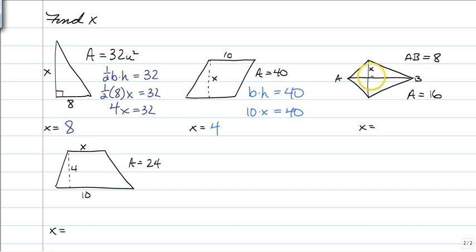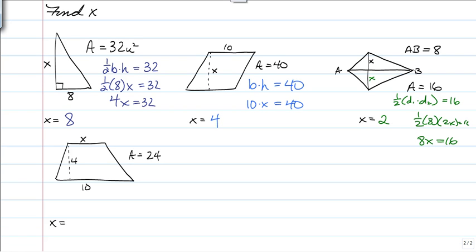Next one, a kite is 1/2 of diagonal 1 times diagonal 2. We know that that's equal to 16. So one of our diagonals is AB, which is 8. So we have 1/2 of 8 times, now this is the part you need to be careful of, we have x and x here. X is only part of the diagonal, so this is actually 2x. And that's equal to 16. So 1/2 of 8 times 2 would be 8x is equal to 16. So x is equal to 2. And there you go. It's just working backwards.